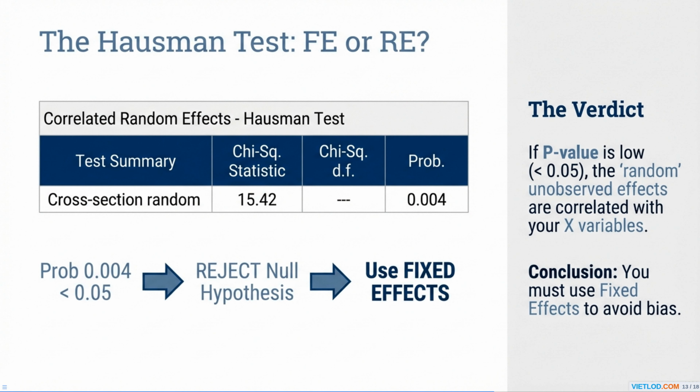This slide demonstrates how to interpret the Hausman test, which is crucial for deciding between fixed effects and random effects models. We see the output from a correlated random effects Hausman test. The key piece of information is the prob column, which shows the p-value. In this case, the probability is 0.004. Since 0.004 is less than our conventional significance level of 0.05, we reject the null hypothesis. Rejecting the null hypothesis means that the unobserved individual effects are correlated with our explanatory x variables.